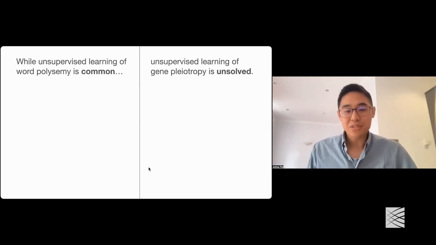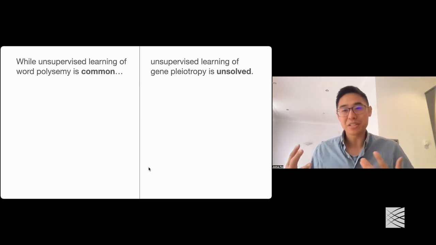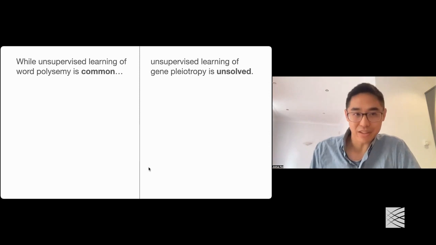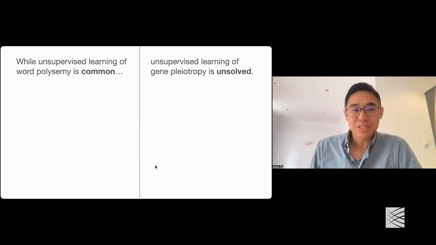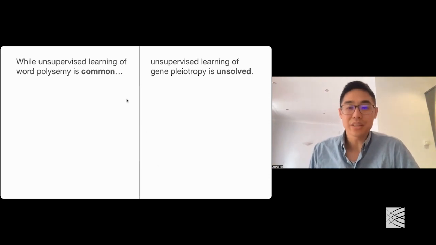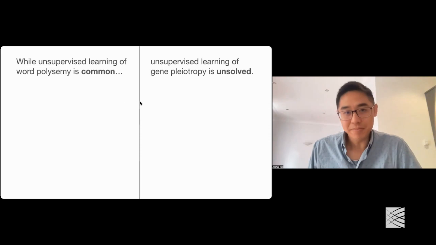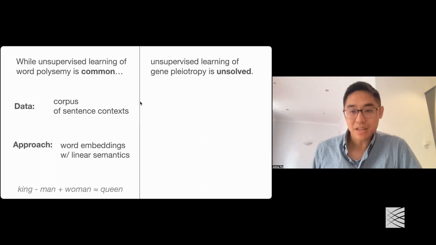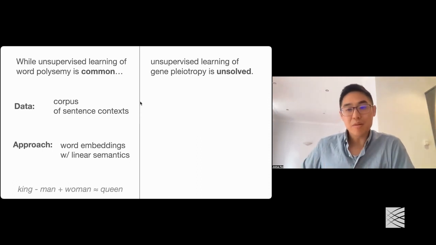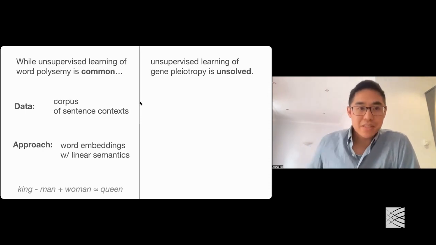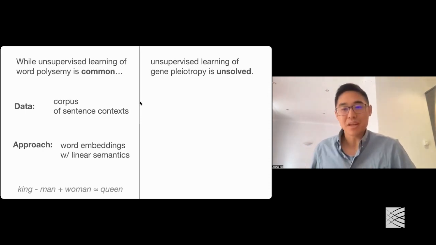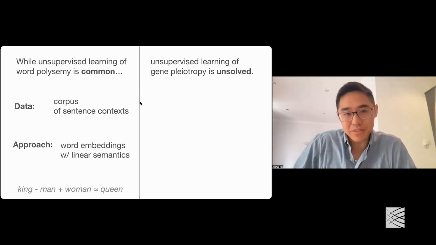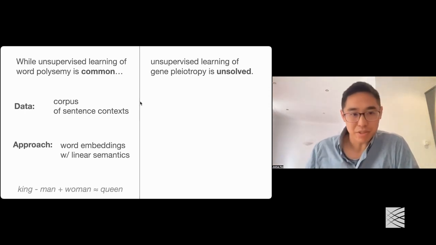So to connect this to a wider theme in representation learning, let's say the field of machine learning at large, how do we approach these kinds of concepts in those fields? It turns out that unsupervised learning of word polysemy is very common. The general approach here is that you can start with a corpus of sentence contexts, like Wikipedia, for example, and you can train a model called a word embedding that takes as input that data, and it outputs a vector representation of each word in your corpus. So now a word is represented as a series of numbers.